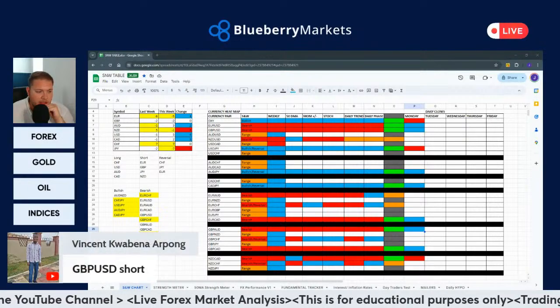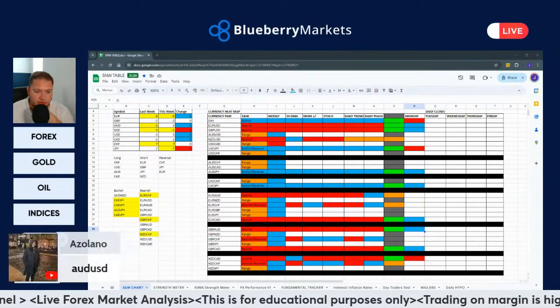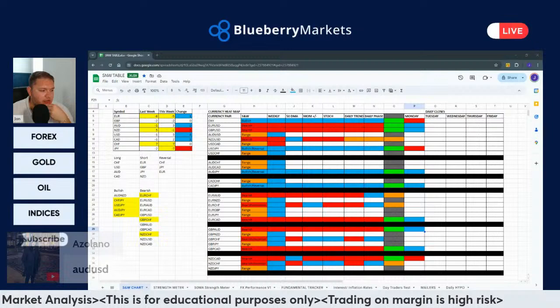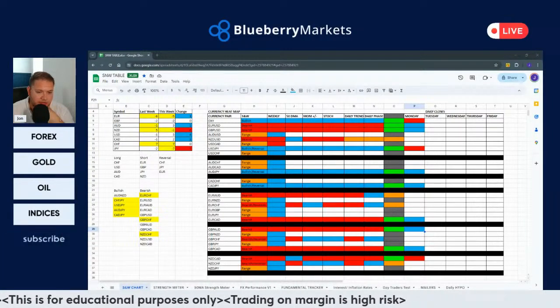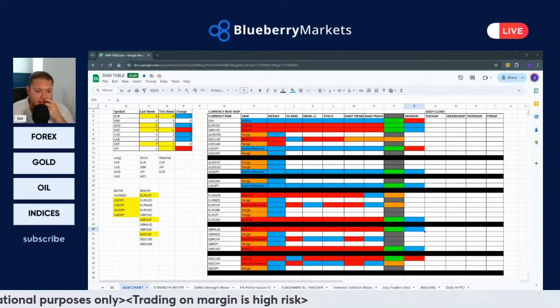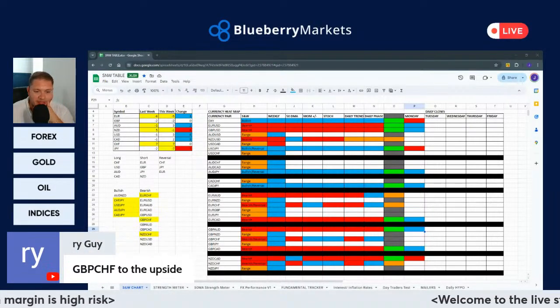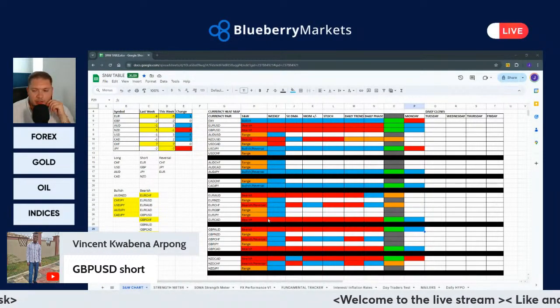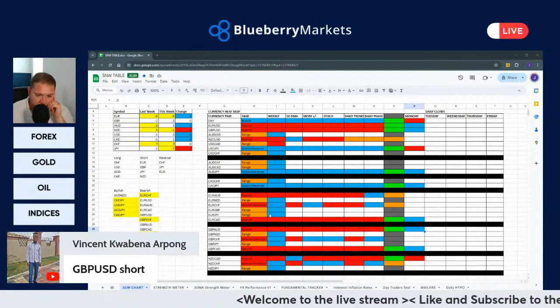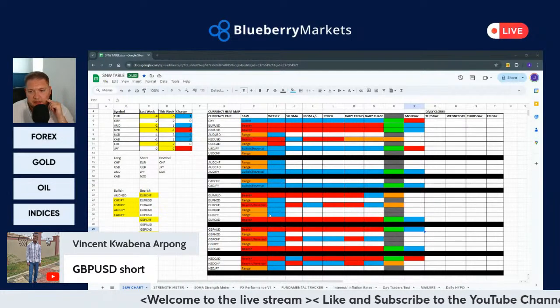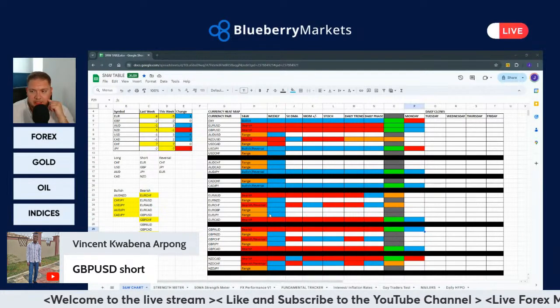Vincent wants pound dollar short. Asalana wants to take a look at Aussie US dollar, and Harmy wants to take a look at pound Swiss. Oh, we got two pound Swisses. Harmy and Rygar want to take a look at pound Swiss. Okay, so let's take a look at pound US dollar short first, and then we're going to go and have a little look at the other charts, the Aussie US dollar.